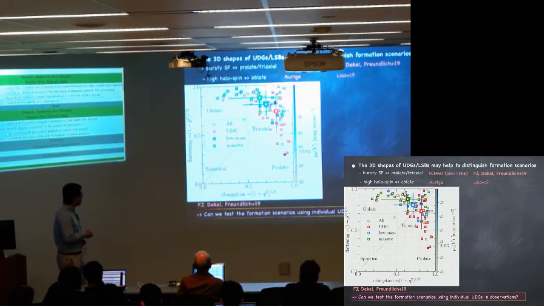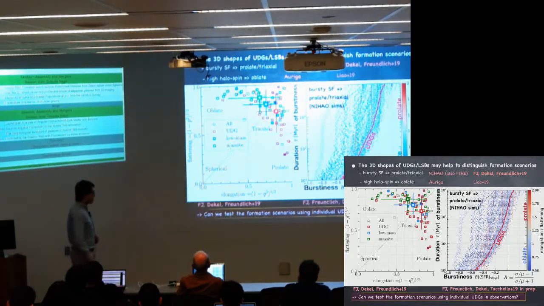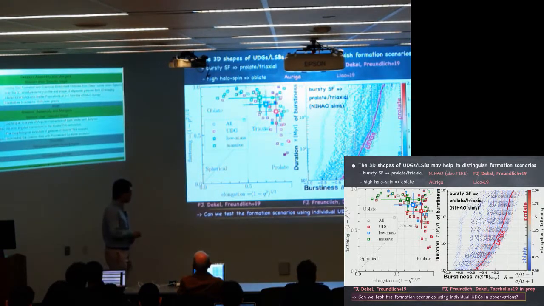You can see that UDGs are, on average, prolate or triaxial systems. So this is in line with the first scenario. A better way to see this is on the right-hand panel. Here we measure what we define as a contrast parameter. This is a contrast of star formation rate fluctuations. We measure it over time windows of duration tau.